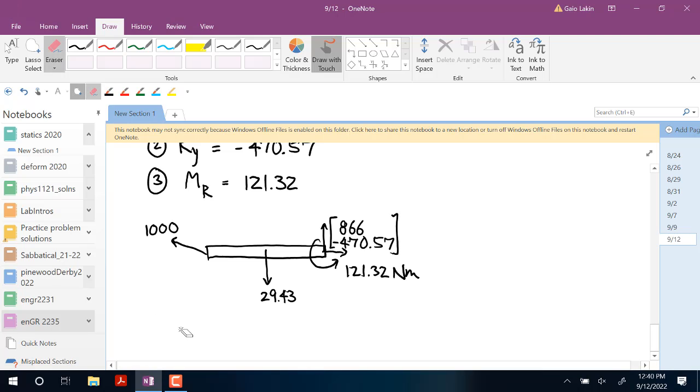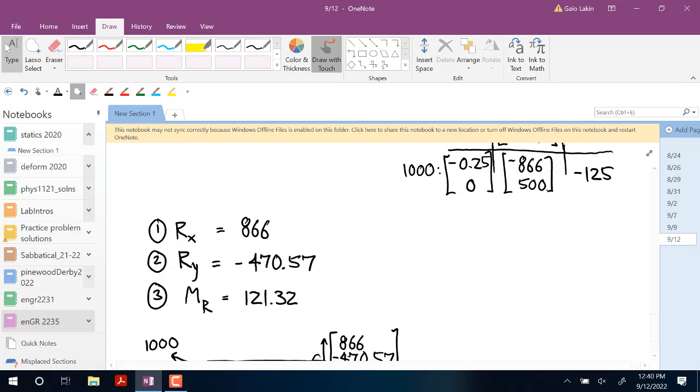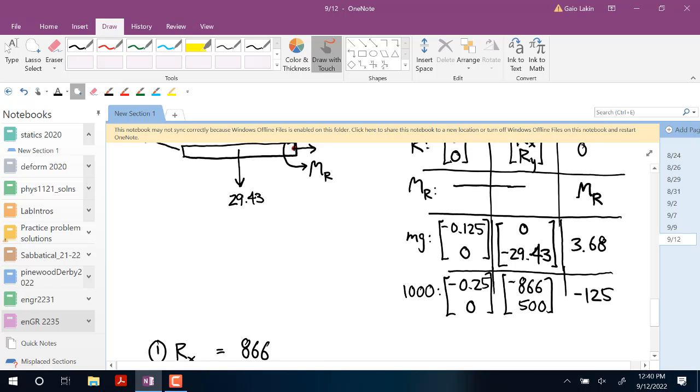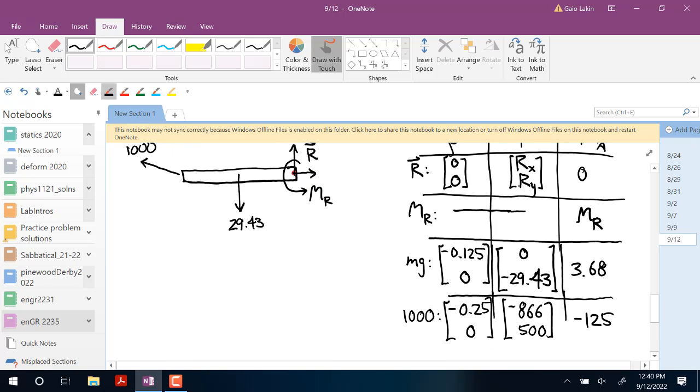Where did the negative 470 come from? That was, when we added up the y components for Newton's second law, we got Ry minus 29.43 plus 500 is equal to 0. And so 500 minus 29.43 is 470.57.